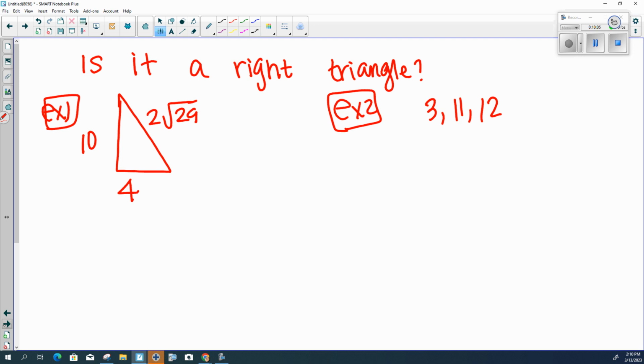All right. Kate, how do you think I can tell if this is a right triangle? What am I going to do to figure it out? Yeah, so let's plug them in. Now, the reason why I drew a picture for this one is because I don't think I would know that 2 times the square root of 29 is bigger than these. It would take a little bit more work than I want to do. So that's why I gave you a picture. But the main thing is make sure that the biggest side is in place of the C.